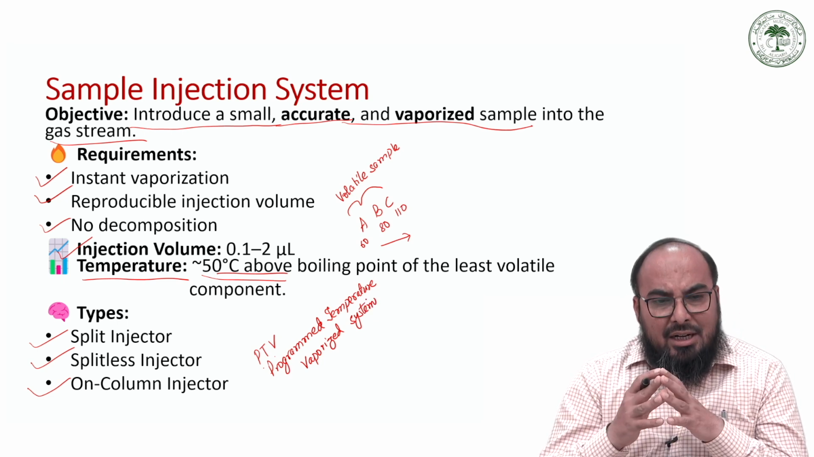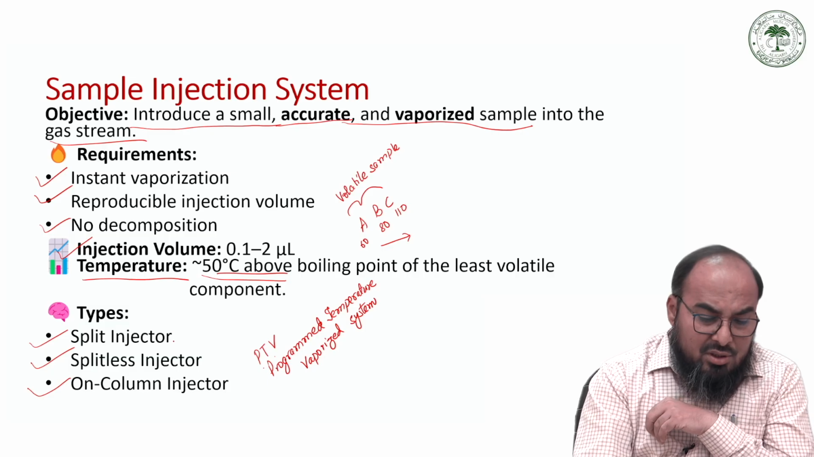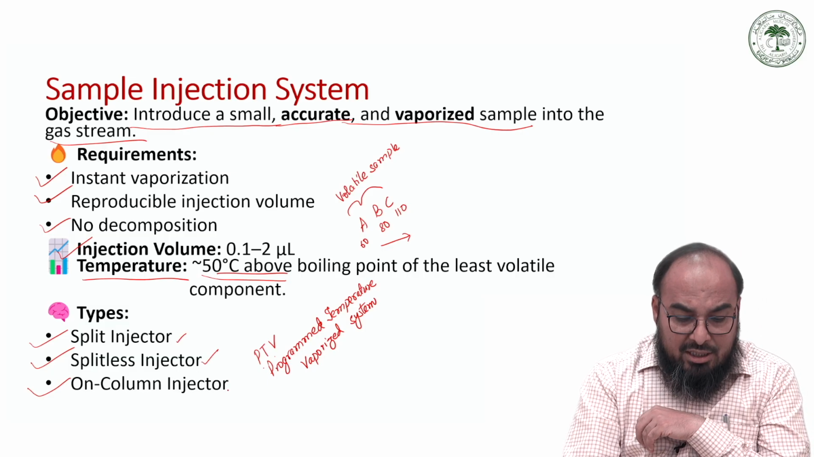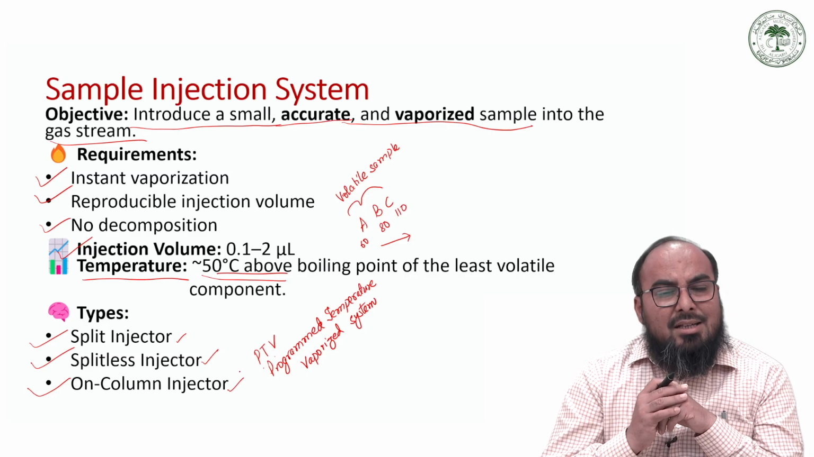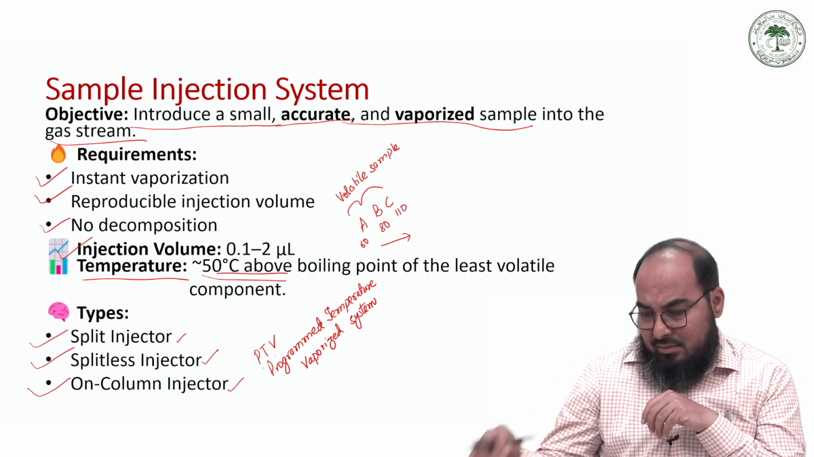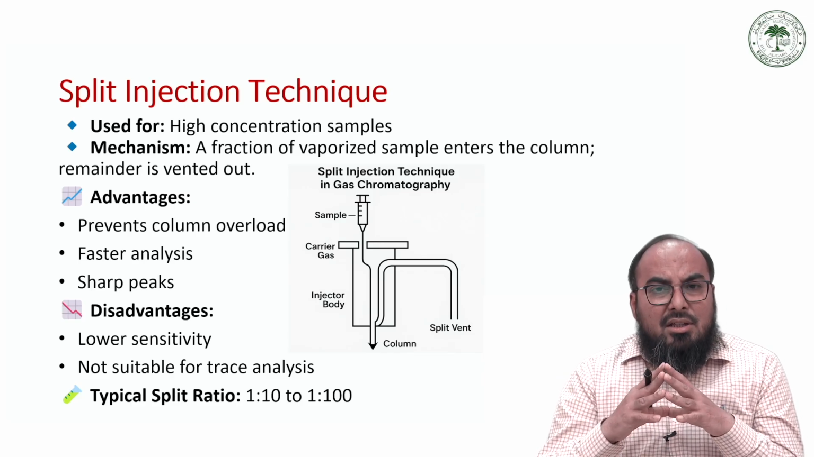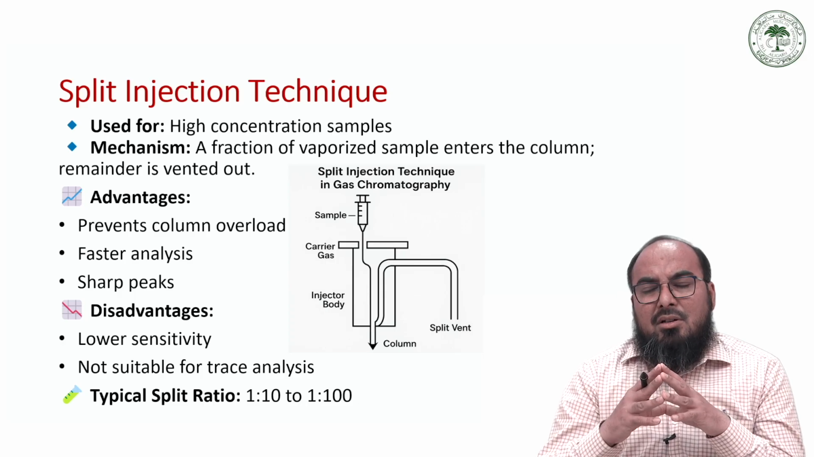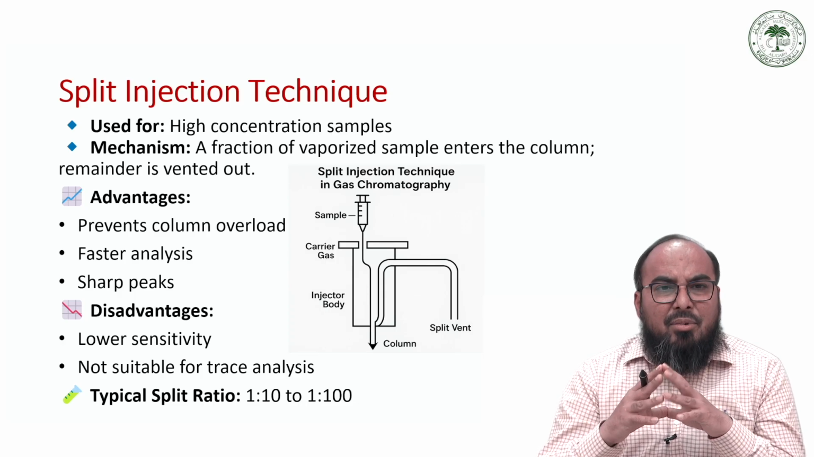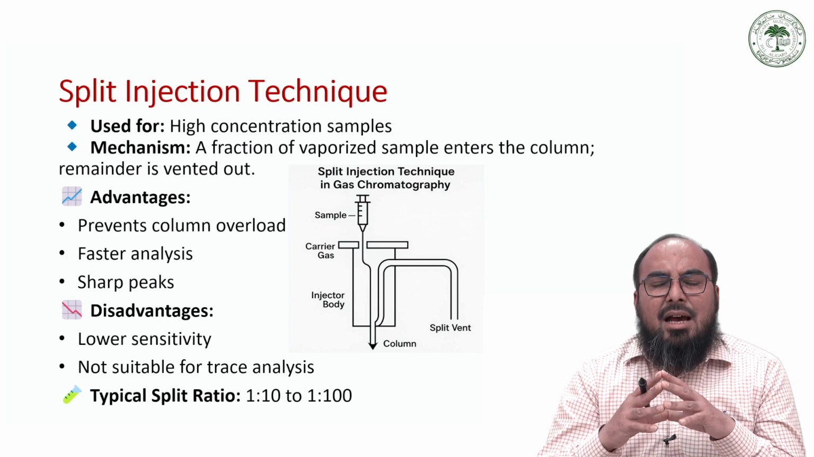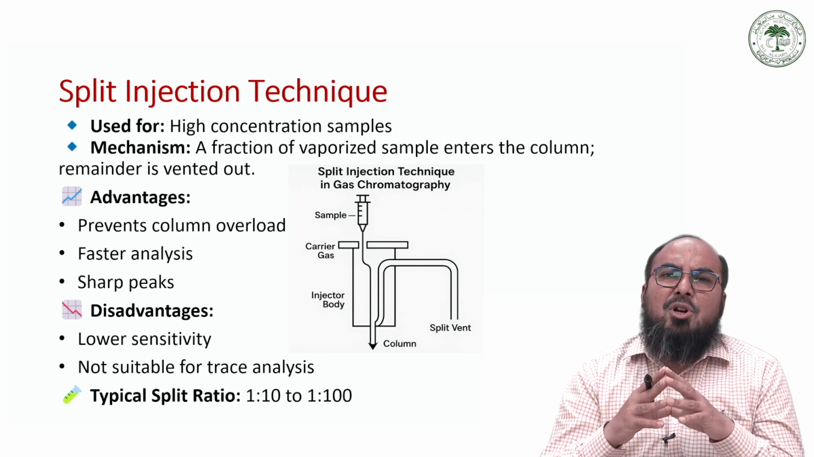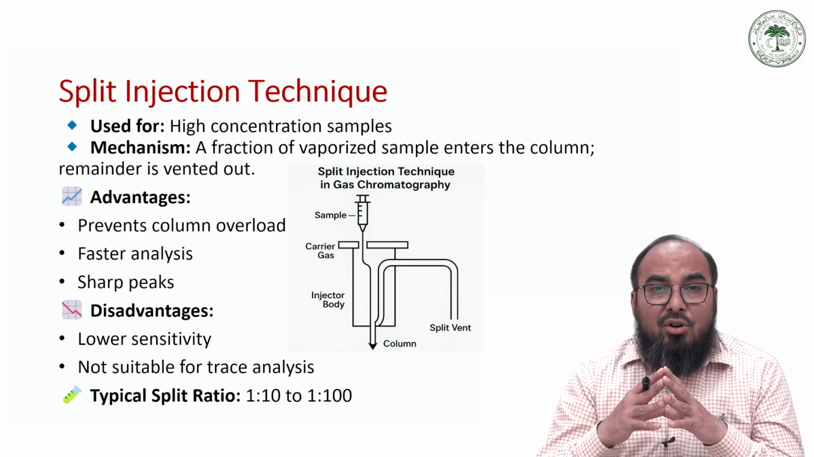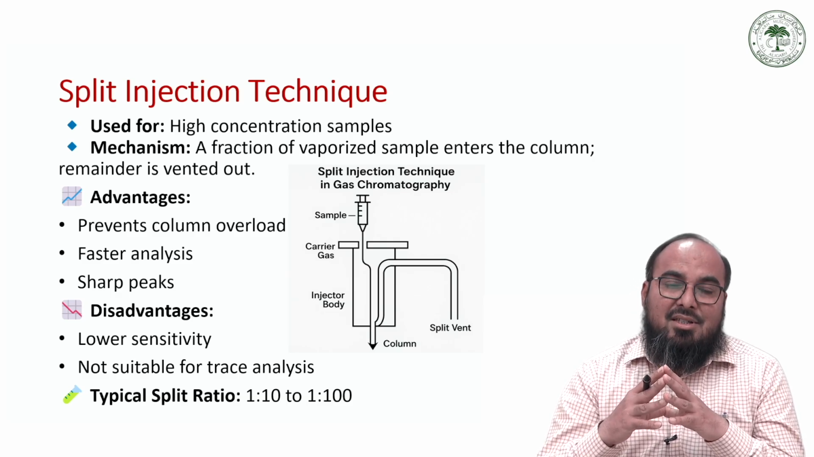So we are going to study these 3 commonly used systems, that is the split injector, the splitless injector, and the on-column injector, separately, one by one. So let us start with the split injector system. This split injector system is generally used for high concentration systems. The beauty of this split injection technique is that it is commonly used for the separation of most organic compounds, but at the same time it is not good for trace systems.